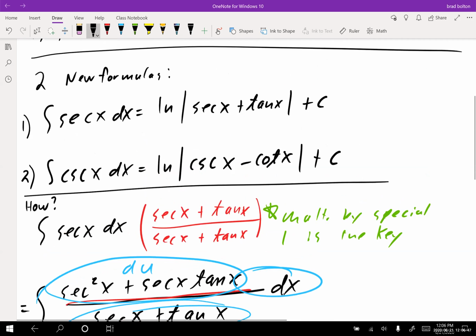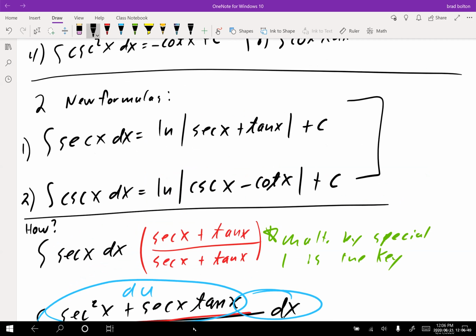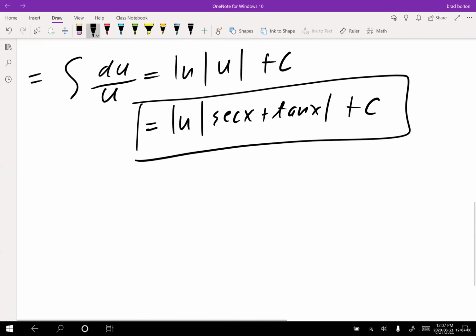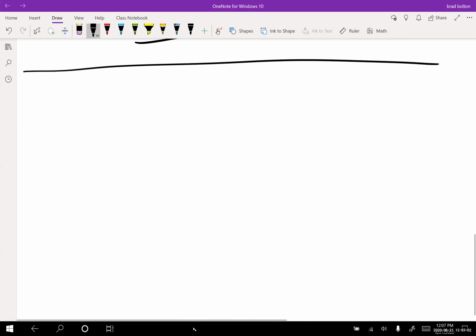So now you have to add these two new formulas to your mental toolbox. You have to make sure that you have those in there. You may not have to know them instantly, but when you see secant and cosecant integrals, you should not be scared of them anymore because you now have a way to deal with them, okay? So let's take a look at something a little bit further along in trig integrals.